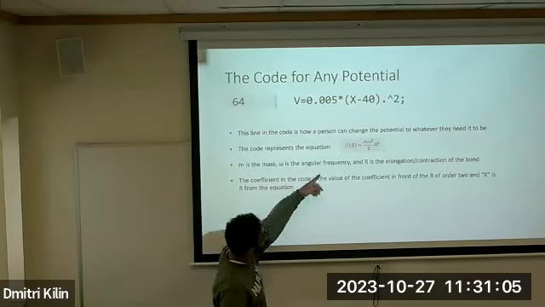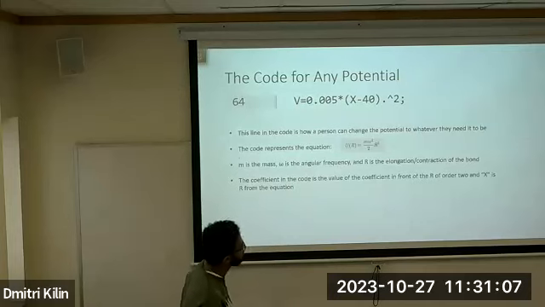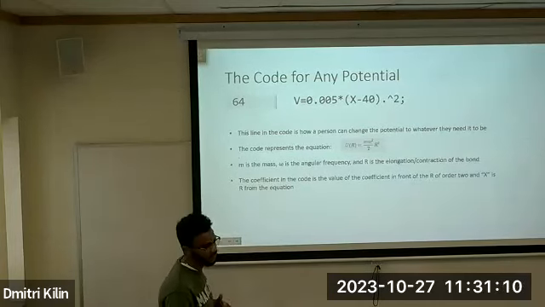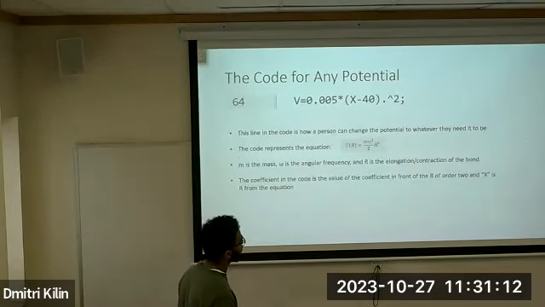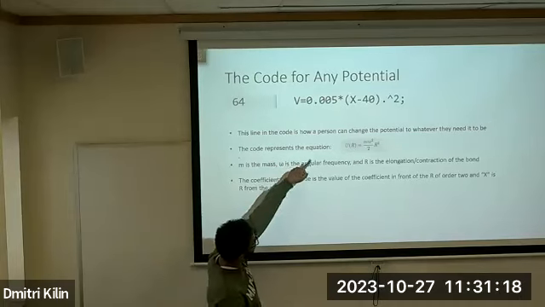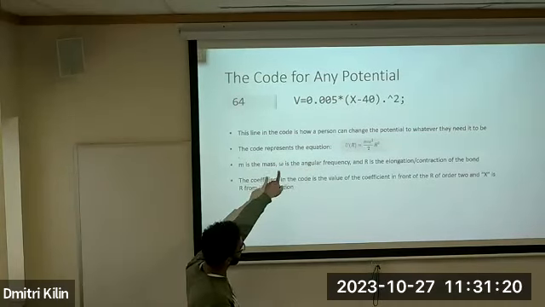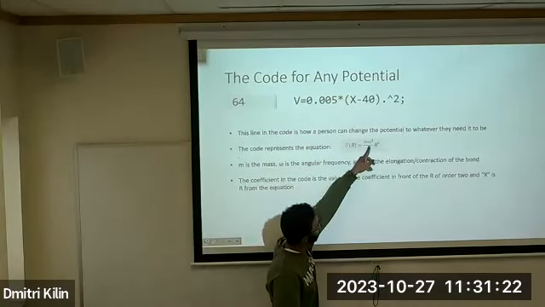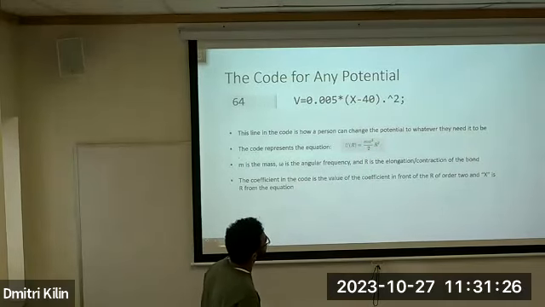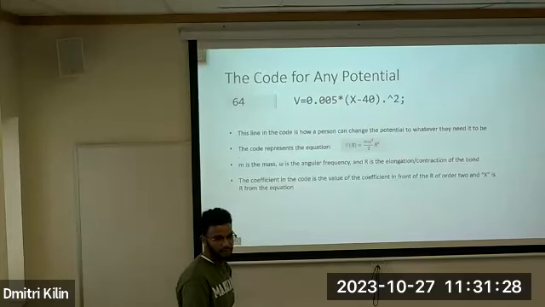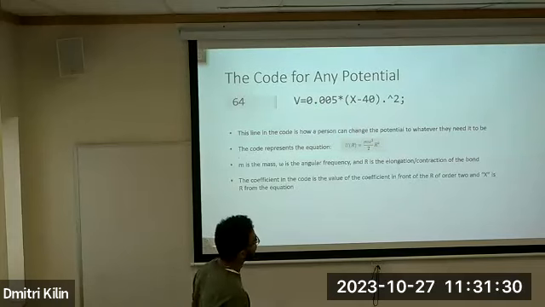This code is mimicking this equation where potential is a function of elongation or contraction of the bond. Your m is mass and your omega is angular frequency. The coefficient in front of your x is representative of mass times angular frequency squared over 2. So you can put in whatever values you need for that type of potential and get what you need there.